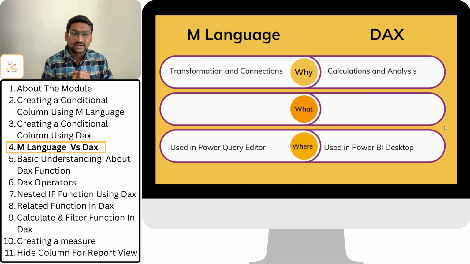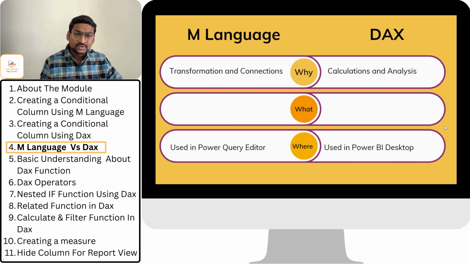Why use the M language and why use DAX? We use the M language to transform the data, to get connections, to load the data into the Power Query Editor. To make the connection with Excel, with CSV, with SQL, we require the M language. And after the connection is made, now we need to transform the data. Then the M language is better.